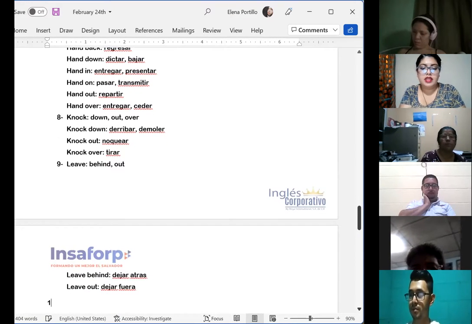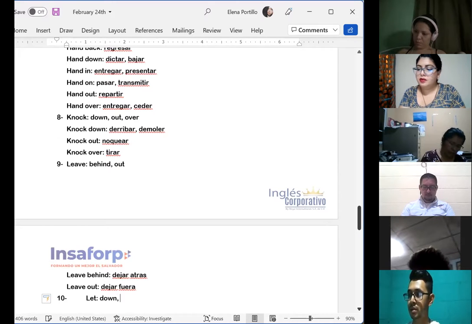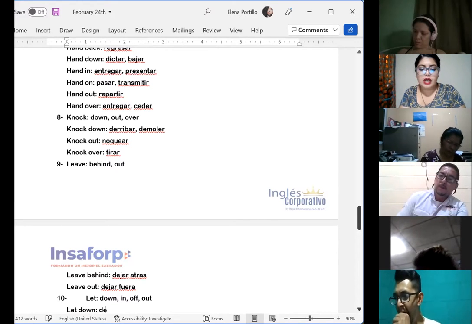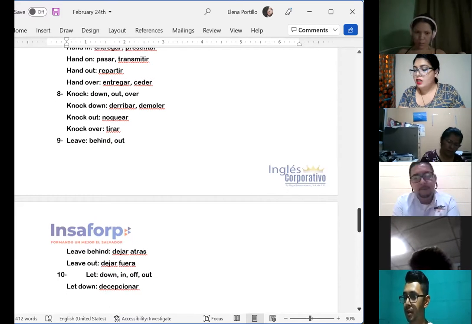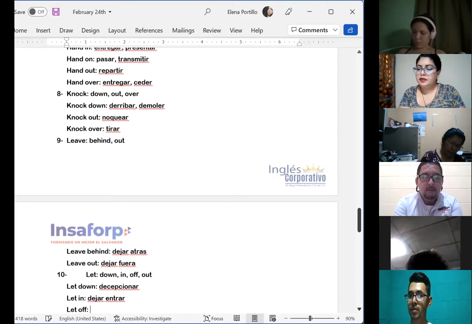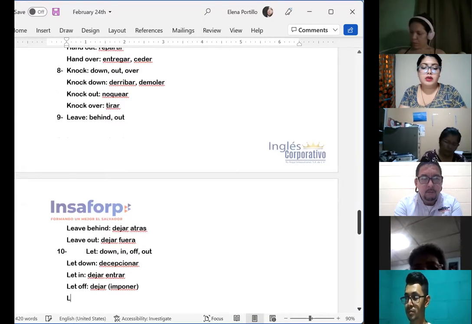And the last one of this list, number 10, it's let. And we have down, in, off, and out. Number one, let down. That means decepcionar. Let in. Dejar entrar. Let off. Dejar, in this case, imponer. Then it's another meaning of this phrasal verb. Imponer. And the last one, let out. That means dejar salir.